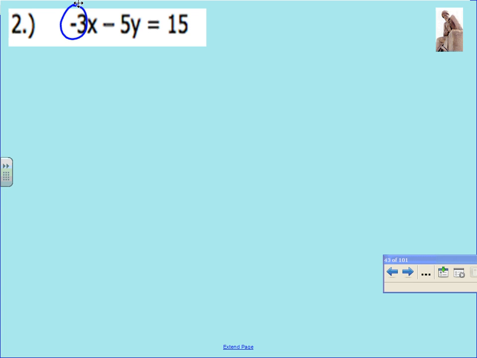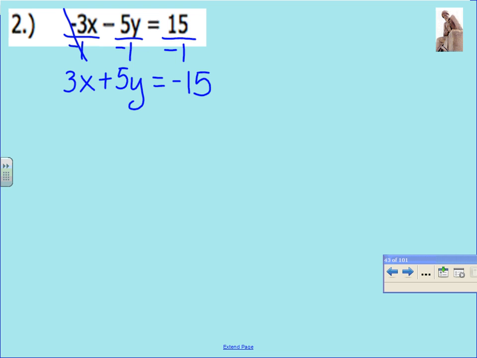It's not. Since that is not positive, the very first thing you need to do is get rid of the negative. To get rid of the negative, you have to divide every single term by negative 1. So divide every term by negative 1. That will get rid of this negative. So we have 3x plus 5y, because negative 5y divided by negative 1 is positive. It's equal to negative 15. Now you're in the correct standard form.